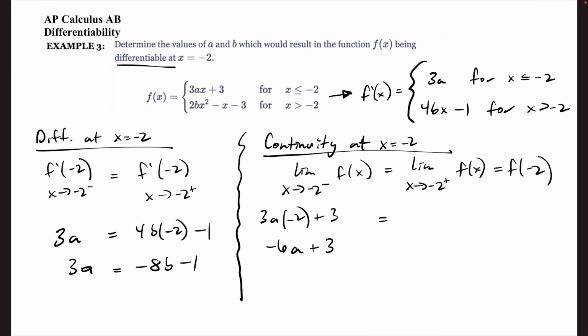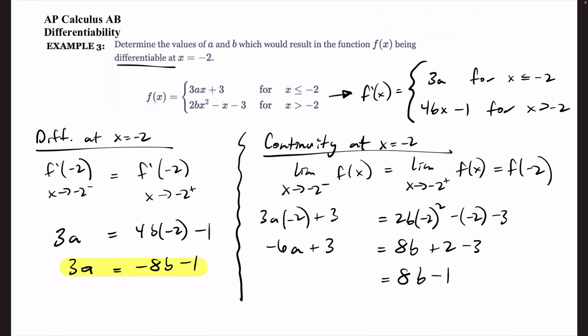And then if I plug it into the right, I plug in x twice. Squared minus negative 2 minus 3. So negative 2 squared is 4 times 2 is 8b plus 2 minus 3. So 8b minus 1. So I have one equation there and one equation here.